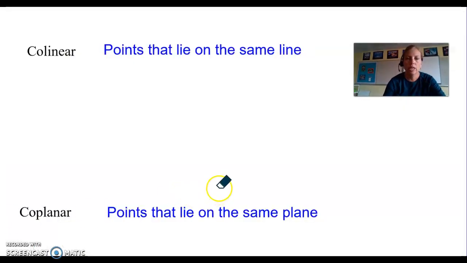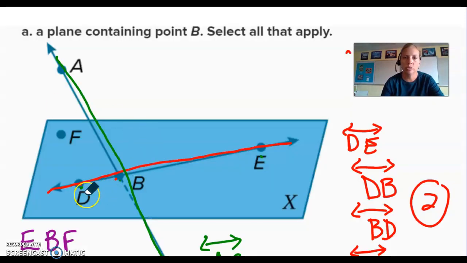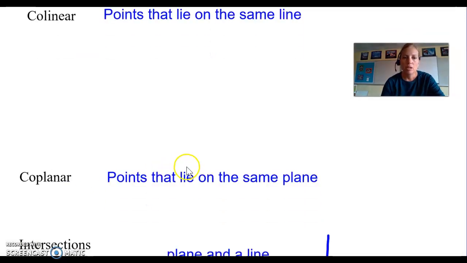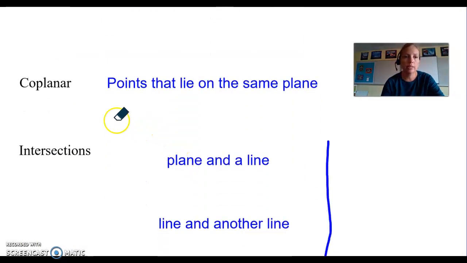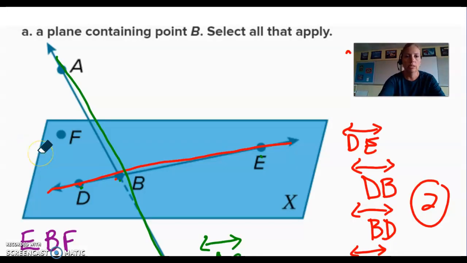All right, here's a few more vocabulary words. Collinear, points that lie on the same line. So when we look at this one, D, B, and E are all on the same line, so those are called collinear. Coplanar, points that lie on the same plane. Well, D, B, F, and E are all on the same plane, so those are coplanar.